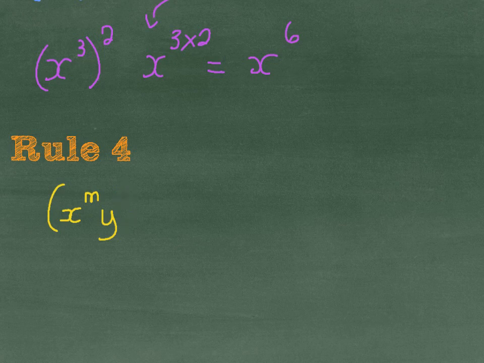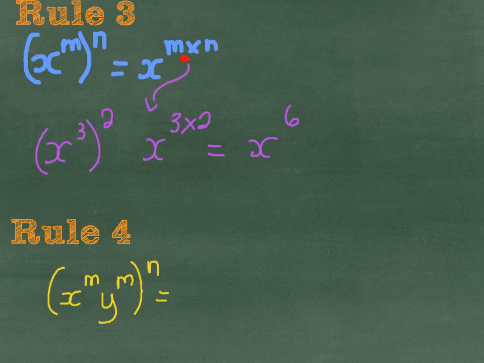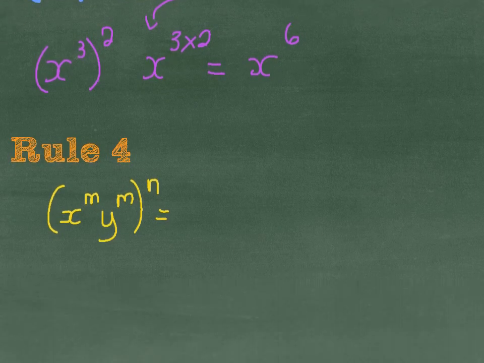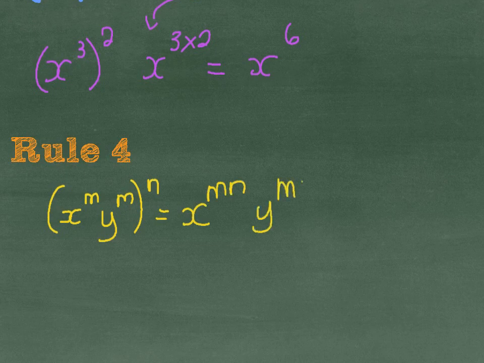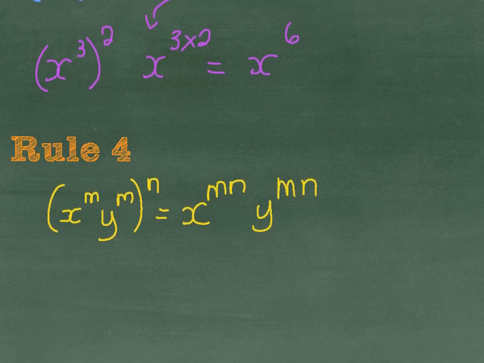So say we have x to the m and then y to the m. And we have an n outside the brackets, right? All you need to do is the same thing as before. We're going to multiply the exponent outside the brackets into each of the terms. So it becomes x to the mn, y to the mn.